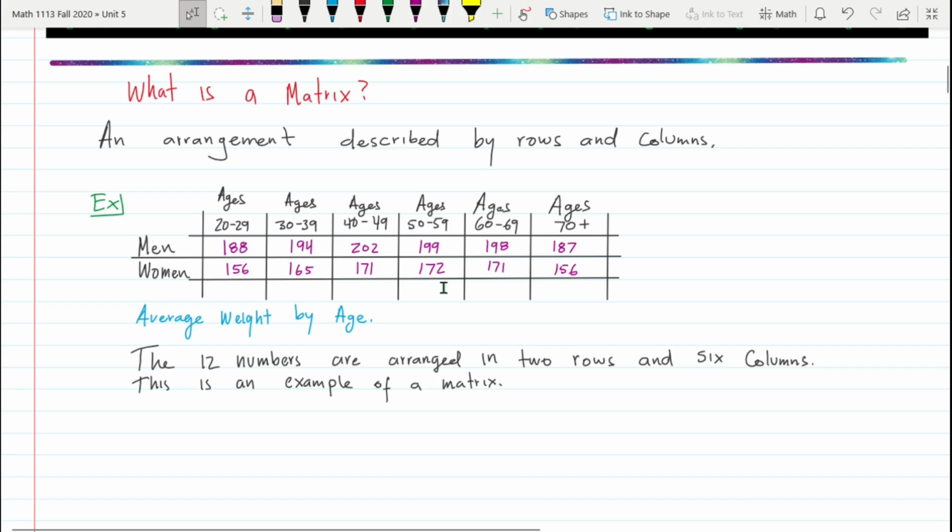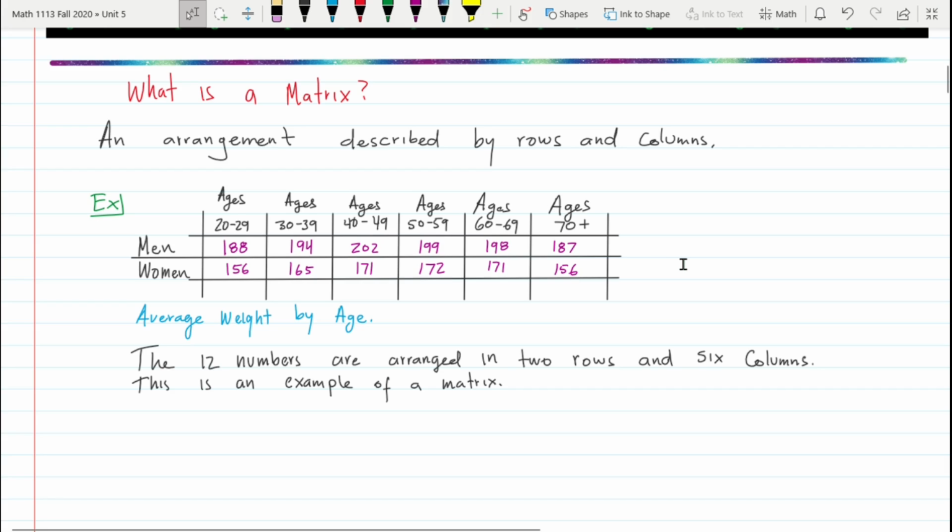So there's an organized way for you to figure out a value or just talk about a full category altogether. Like what about ages 70 and up? Well, you just say those are the two values for men and women, and so on, right? So those 12 numbers that are arranged into 2 rows and 6 columns can be seen or understood as a matrix, right? This is an example of a matrix.